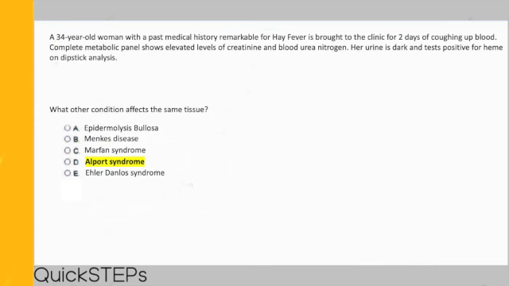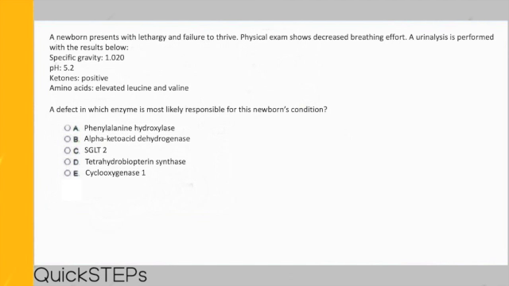Let's go over question 4 together. All right, let's read this one together. A newborn presents with lethargy and failure to thrive. Physical exam shows decreased breathing effort. A urinalysis is performed with the results below: specific gravity 1.02, pH 5.2, ketones are positive, amino acids are elevated for leucine and valine. A defect in which enzyme is most likely responsible for this newborn's condition?